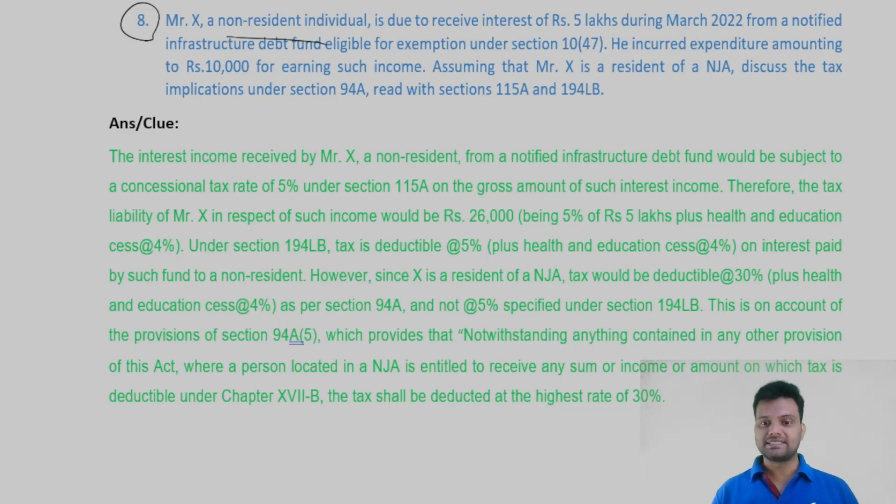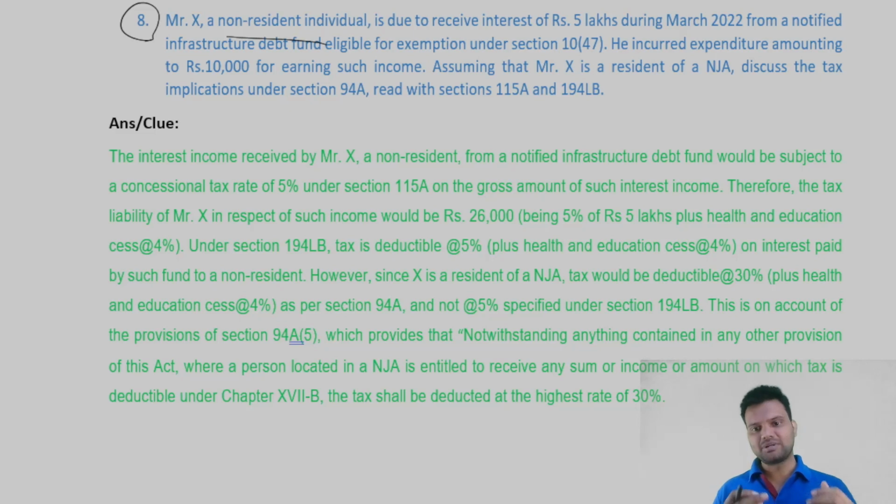Assuming that Mr. X is a resident of NJA, that is Notified Jurisdictional Area, discuss the tax implications under section 94A read with section 115A and 194LB. So under section 194LB, for these kinds of transactions from the Notified Infrastructure Debt Fund, a concessional tax rate of 5% is applicable. But in this case, the key point is that Mr. X is a resident of a Notified Jurisdictional Area. He is a non-resident in India, but he is a resident of NJA.